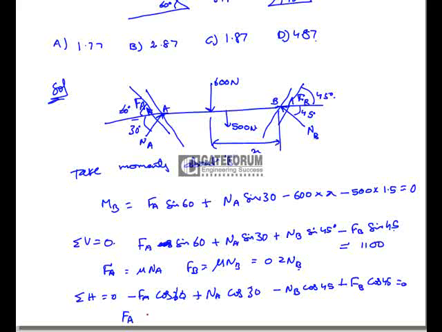These values are, FA is equal to nearly 186 newtons and NA is equal to nearly 929 newtons. And now substitute all these values in the moment equation. So from this equation you can find out x, and x is equal to 1.877 meters from B. So in the options, the right option is C. C is the right answer.